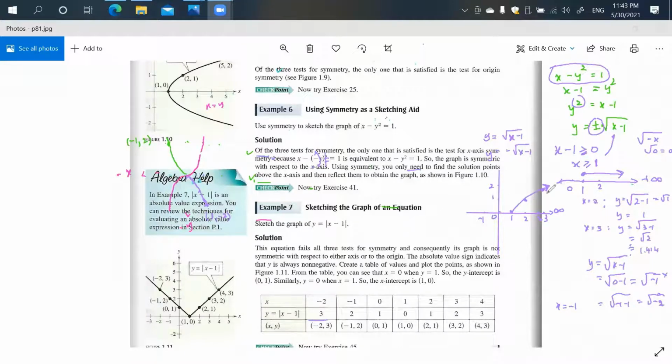For symmetry, for example, this height is 1, so go down 1. If this height is 1 point something, you go down 1 point something. So this one is 1, and this one is going to be -1. And this one is the square root of 2, 1 point something. So your graph should be symmetric like this, correct? So that's why we have this one down here, a symmetry graph.